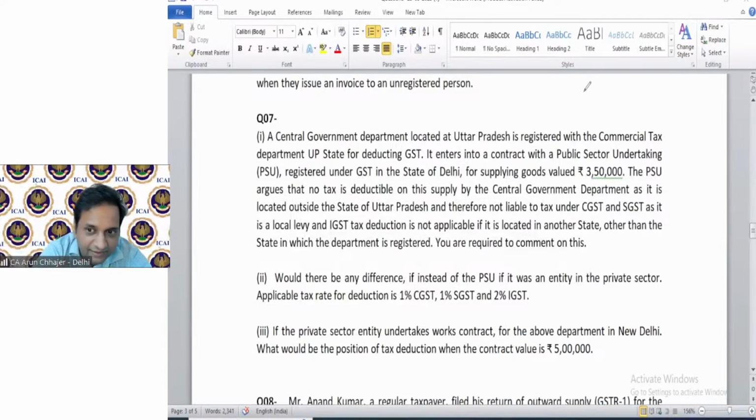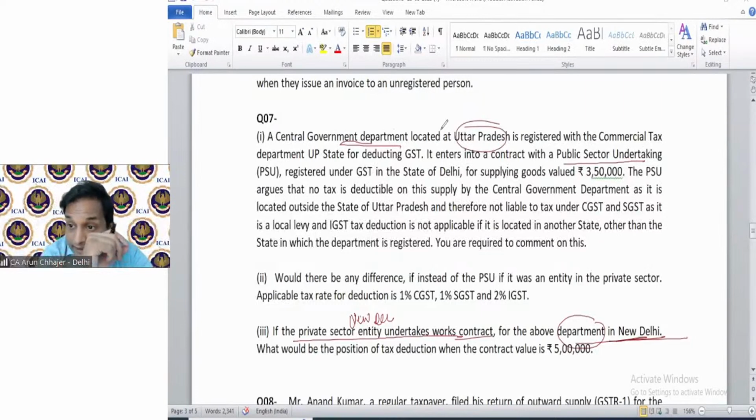Now, what they would like to explain is that there is one more relaxation. If the location of the supplier... basically the question is about a department. Let's say the private sector entity is located in New Delhi, undertakes the work contract in New Delhi, and the customer is in UP.